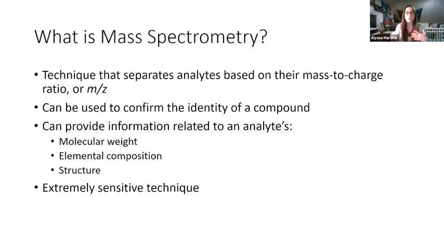Now, finally, it's great for forensic science because it's a very sensitive technique, right? It can detect things that are really, really low in concentration. And in forensic science, sometimes we only have a small amount of sample or very trace amounts of samples. So what actually does it do?